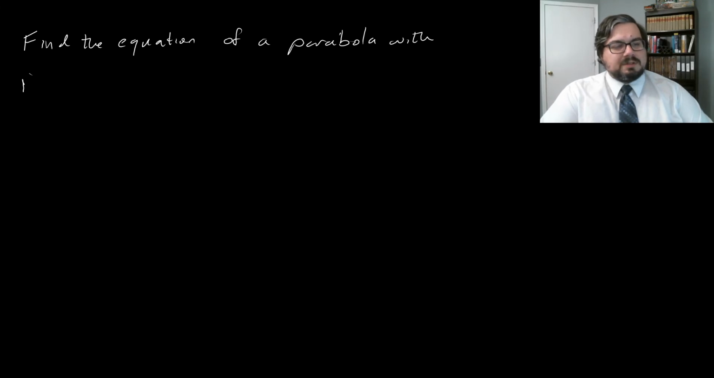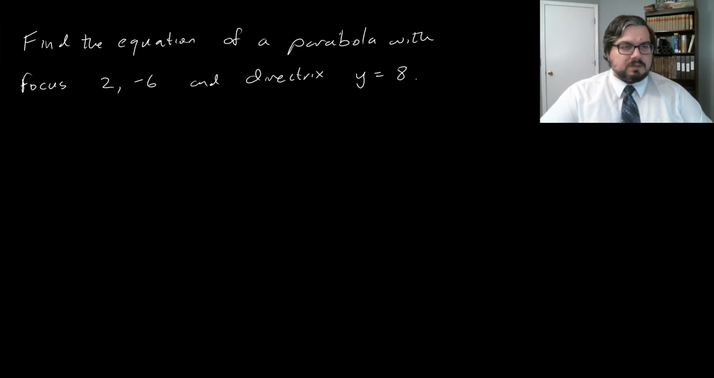Let's find the equation of a parabola with focus 2, negative 6 and directrix y equals 8. So to help us out here, let's sketch things out. It's usually a good idea to do so anyway.